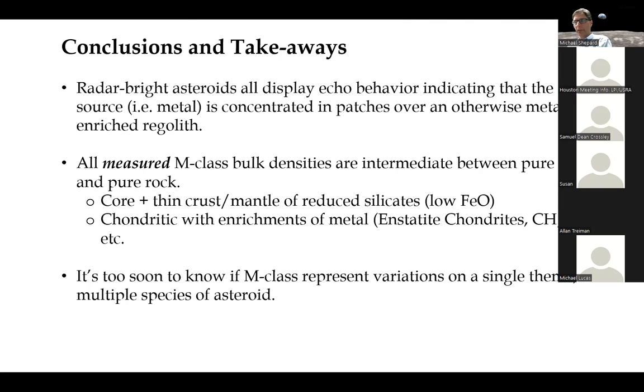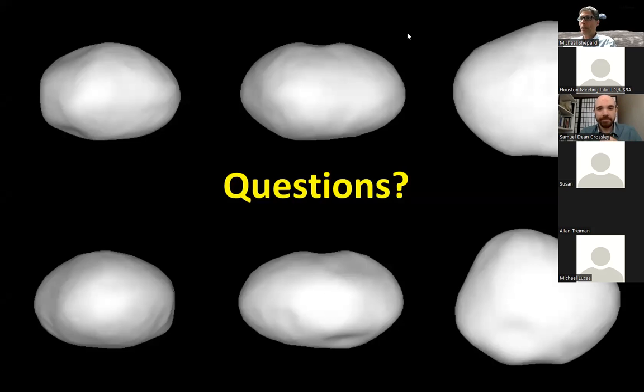And the two models that seem to make the most sense, maybe we'll learn more when the Psyche mission gets there, I hope: core plus thin crust and mantle of reduced silicates, either with some exposed core or maybe exotic flows on the surface, or potentially we're looking at chondritic, unmetamorphosed objects with enrichments of metals in some places. And although I'd like to be able to say if the M class represents a single kind of object or multiple species, right now I don't think we can. It's too soon. So I will end there, stop sharing, and apologize if I went over time.